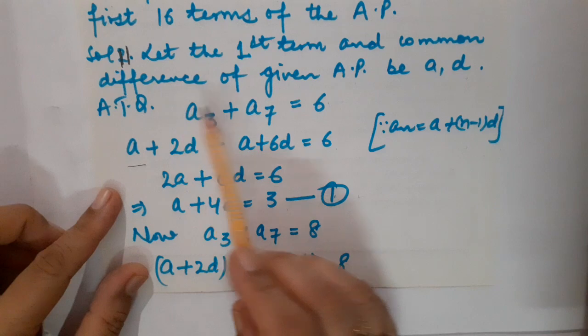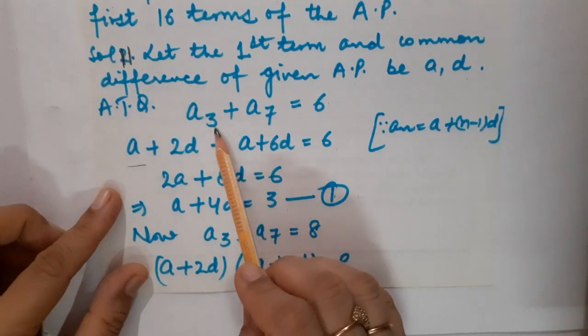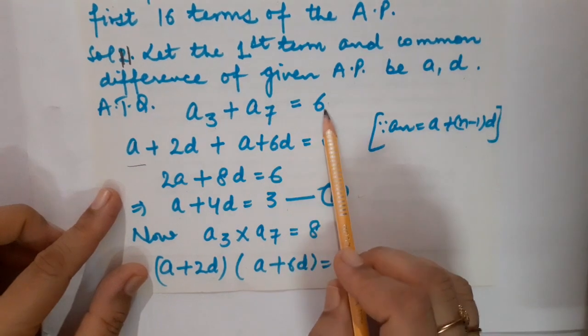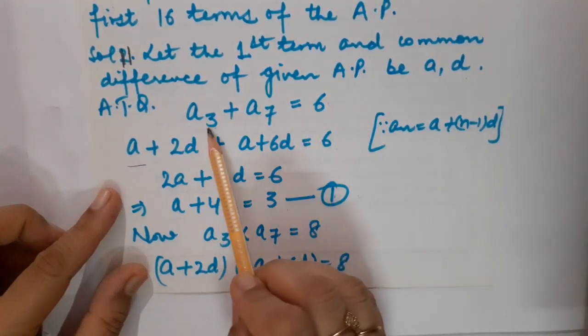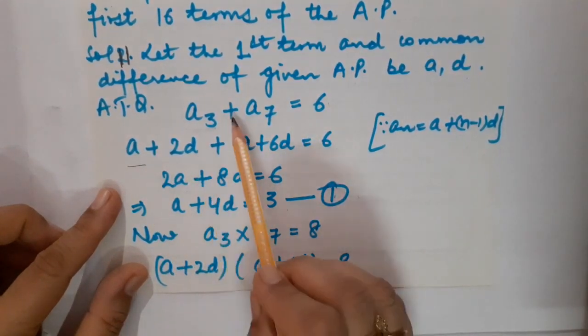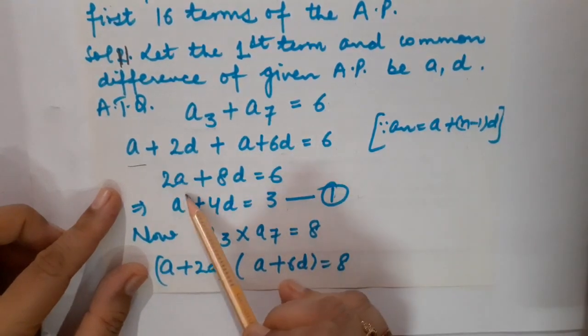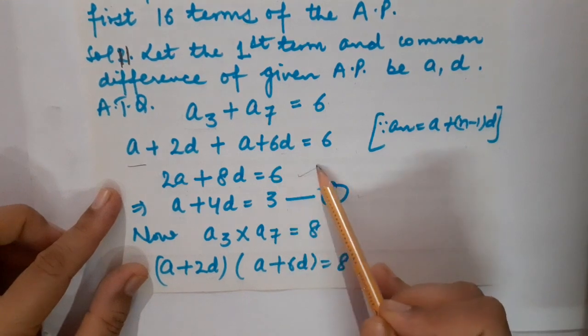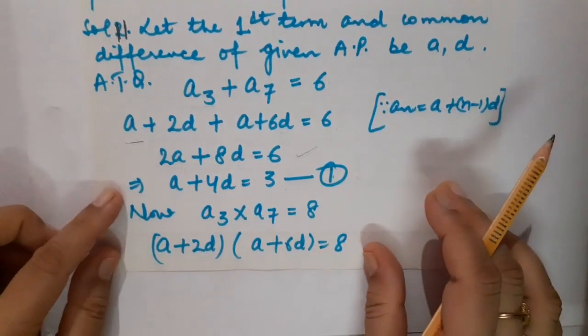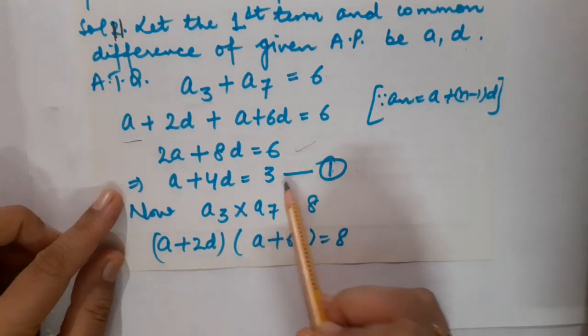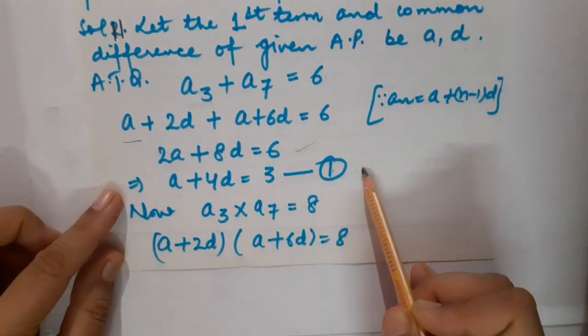According to question, sum of third term, that is A3, and A7, means seventh term, is equal to 6. So you know A3 can be written as A plus 2D plus A plus 6D is equal to 6. It will become 2A plus 8D is equal to 6. Let us take 2 as common. So it will become A plus 4D is equal to 3. Consider it as equation number 1.